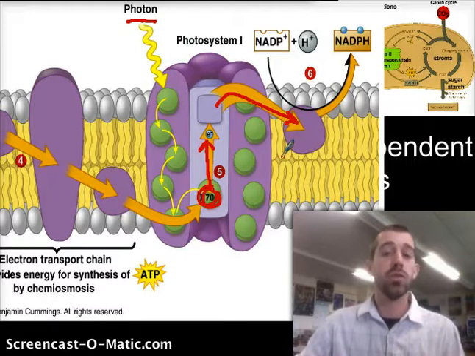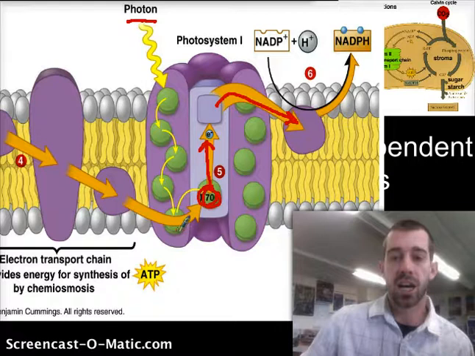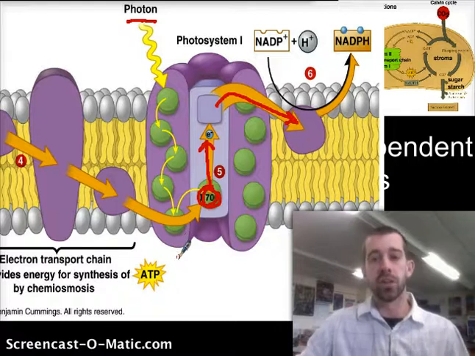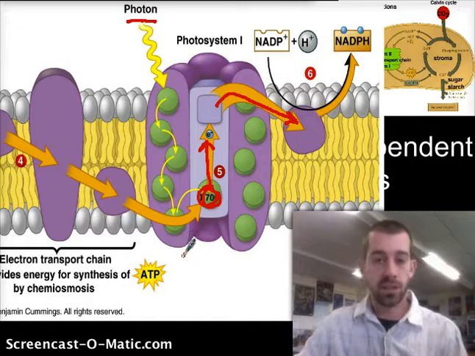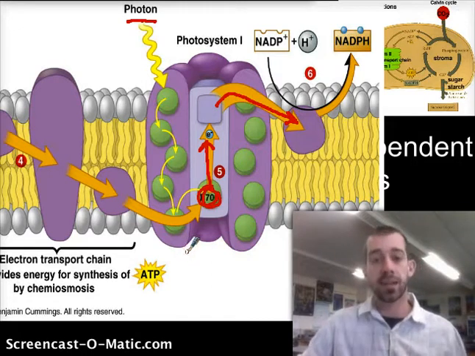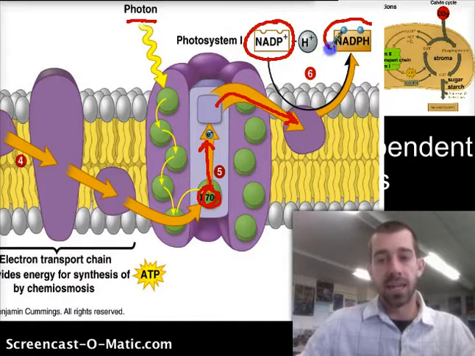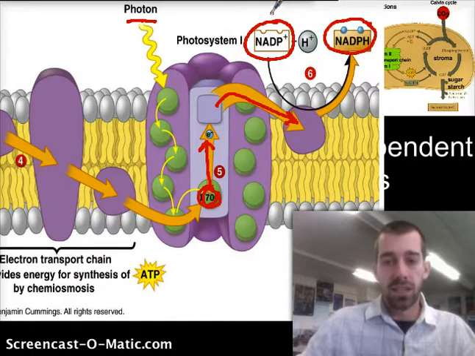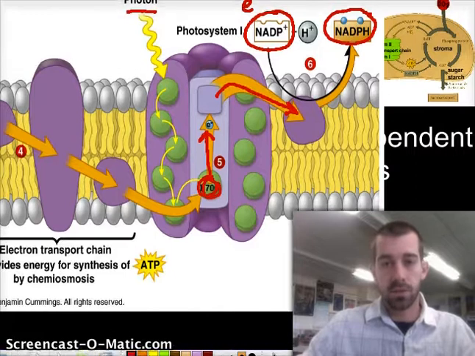So you actually go through the electron transport chain twice, each time releasing a little bit more energy from that electron. Eventually, the electron has run out of energy, and it just needs to be picked up so that it can be transported back to photosystem 2. And the thing that picks it up is called NADP+. And when it picks up that electron, it becomes NADPH. This is what we call an electron receptor.